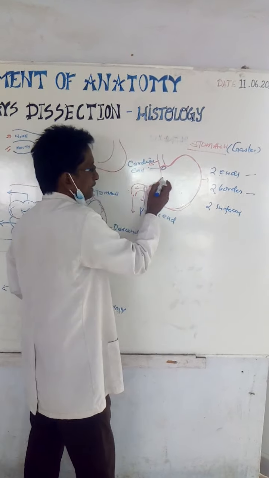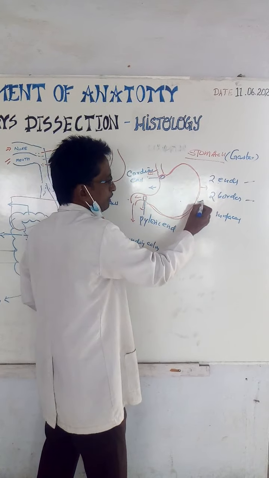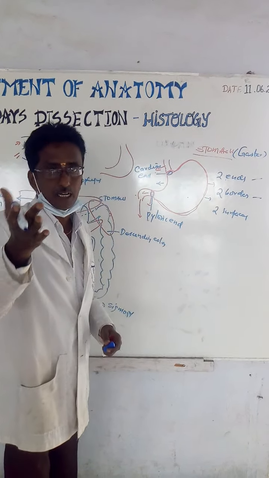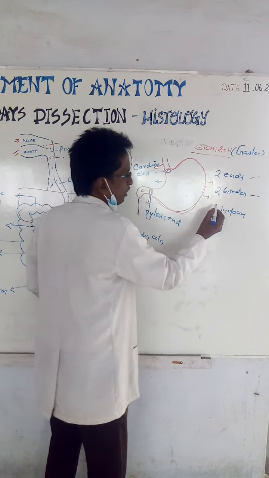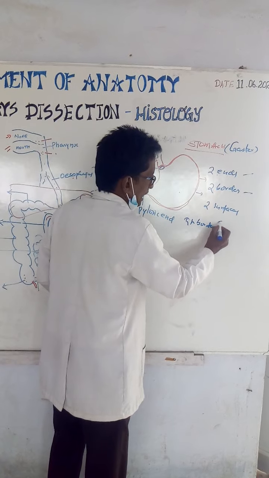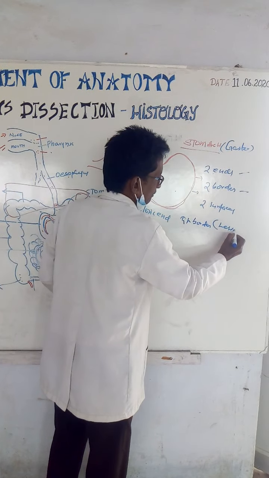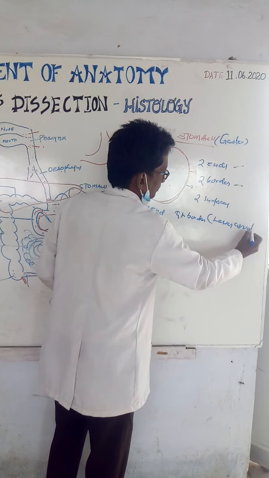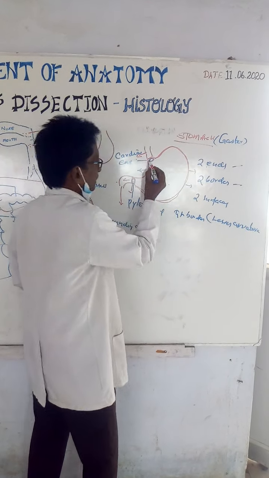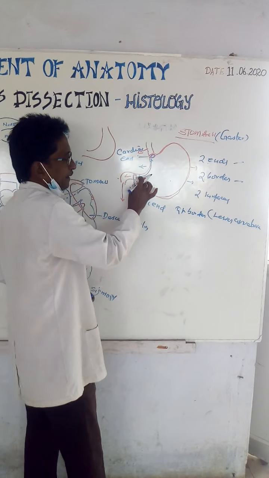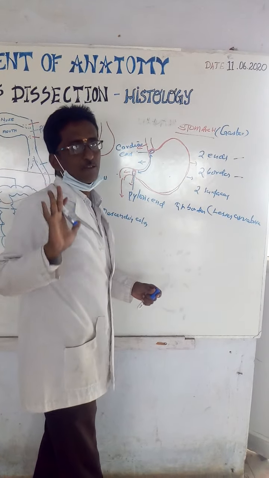The two borders are the right border and the left border. The right border and left border also have other names, which is very important. The right border is otherwise called the lesser curvature. This is a very important question. It is called lesser curvature because it is very small in area. So it is called the lesser curvature of the stomach.